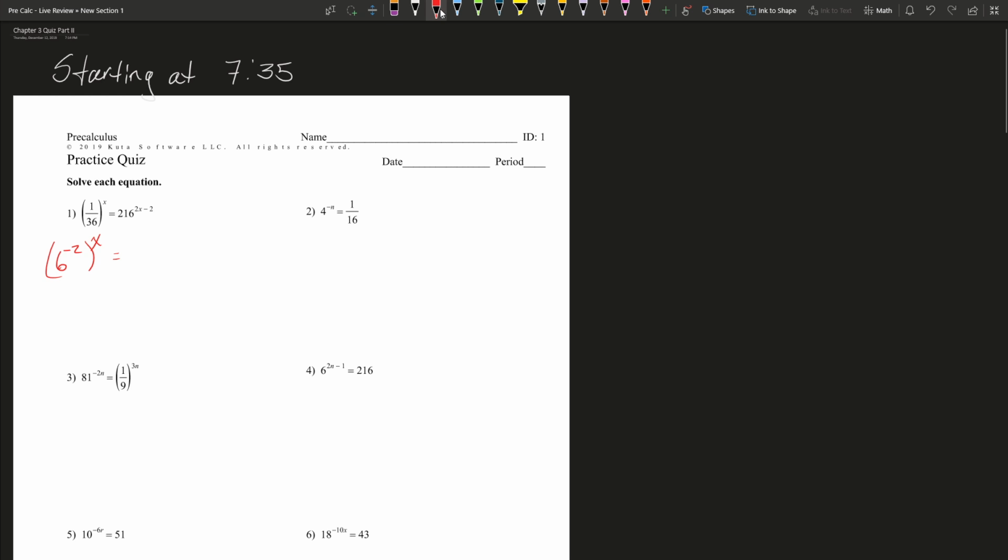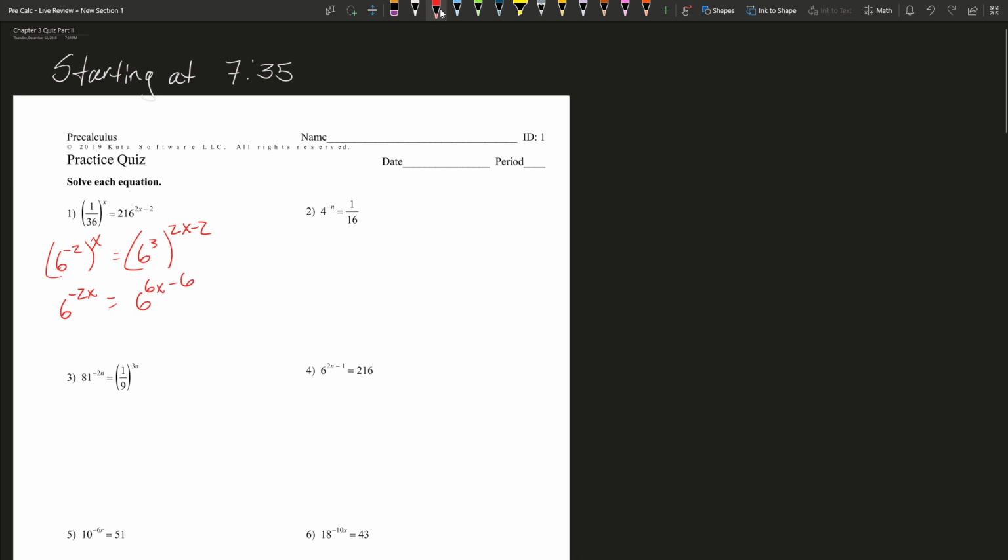And then 216 is 6 cubed, and that is being taken to the 2x minus 2 power. So then we can simplify these exponents a little bit because this is a power to a power. This is really 6 to the negative 2x. And this is 6 to the power of 6x minus 6.